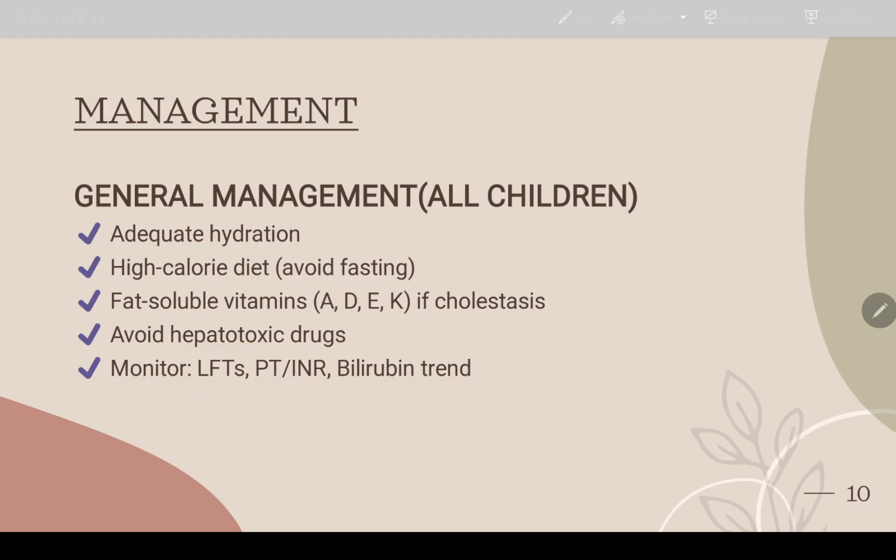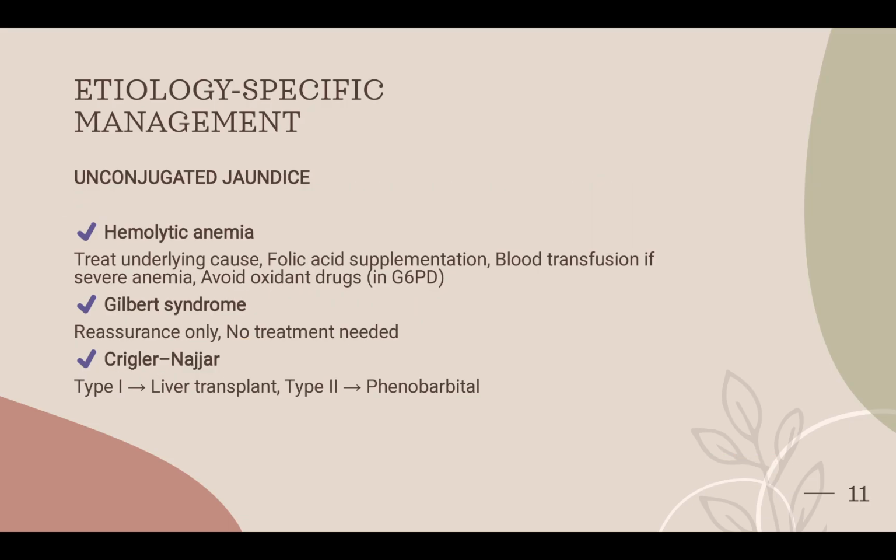Then further we have etiology specific management. In unconjugated jaundice, it is comparatively easier to manage. So we have hemolytic anemia. Treat the underlying cause for hemolytic anemia. You can give folic acid supplementation, blood transfusion if severe anemia is observed. Then you have to avoid oxidant drugs in G6PD.